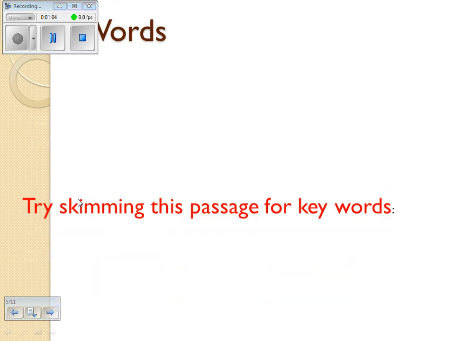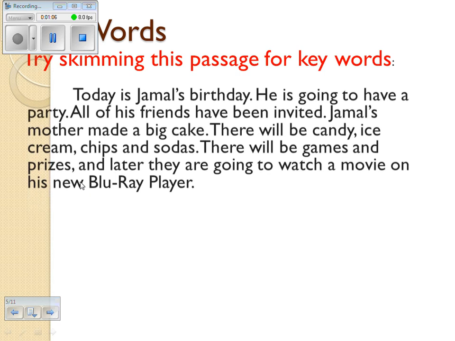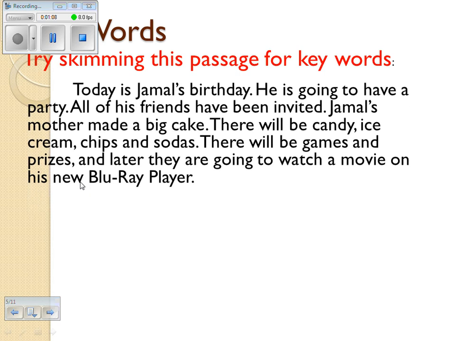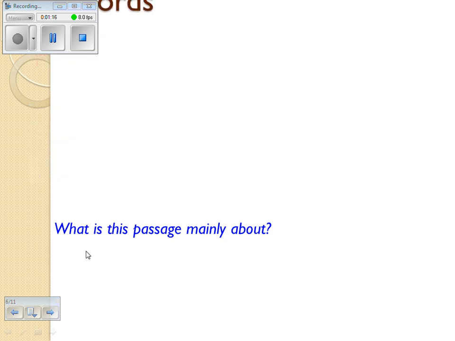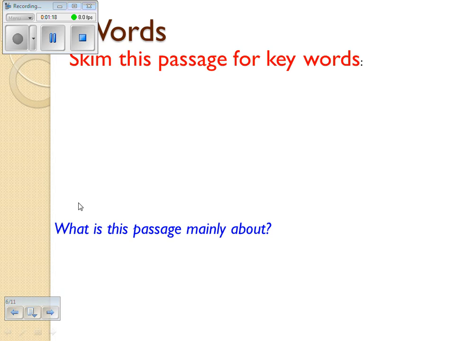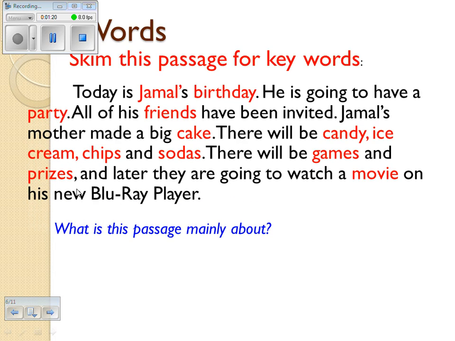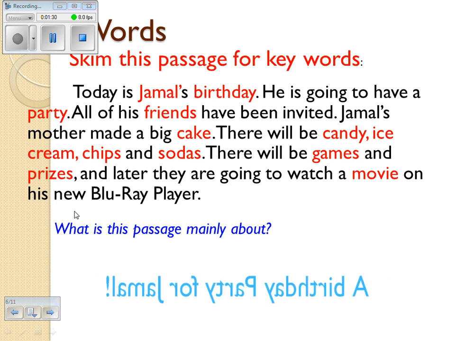Let's try it one more time. Let's try skimming this passage for a few keywords. I don't need to read the whole passage, but some of the words that will help me to get the idea of what this passage is mainly about are Jamal, birthday, party, friends, cake, candy, ice cream, chips, sodas, prizes, and movie. That tells me this passage is probably about Jamal's birthday party.